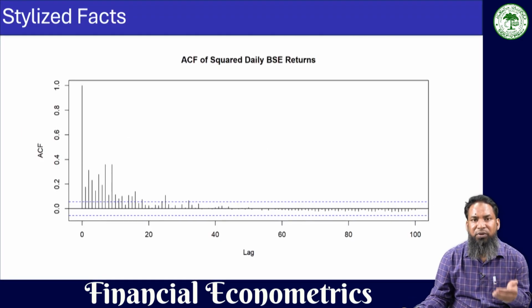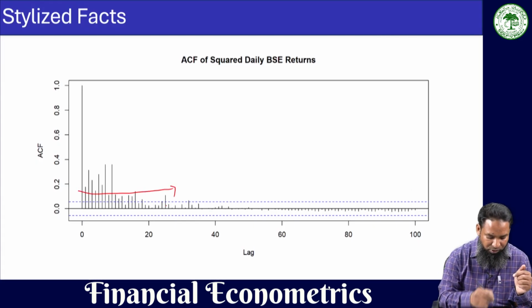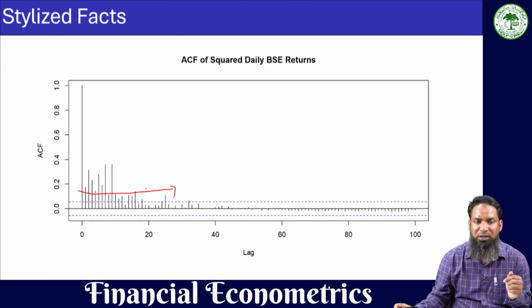To measure volatility clustering, we can use the autocorrelation function of the squared returns. Here you can see we have high, consistent autocorrelation if we plot that, and this shows the presence of volatility clustering.